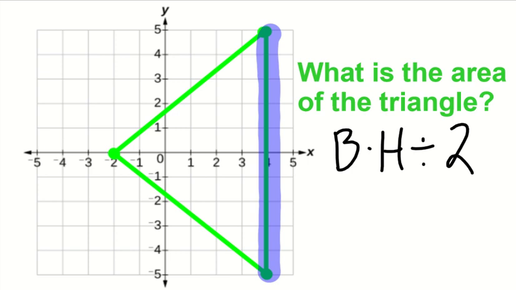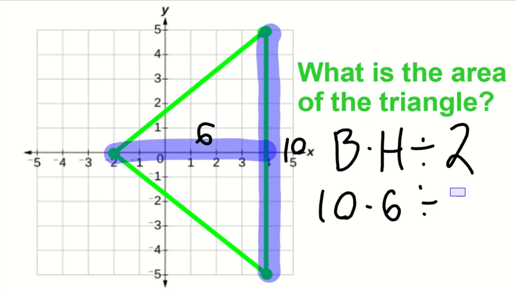Then for the height, we go from the opposite point, and we got to make a 90-degree angle with the base. So if we look at our numbers, this goes from 5 to negative 5. That's 10. Negative 2 to 4. That's 6. So we got 10 times 6 divided by 2. 10 times 6 is 60. 60 divided by 2, 30. Any questions on that one?